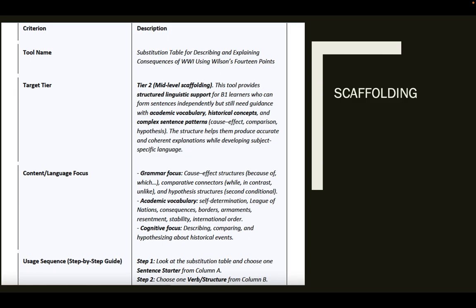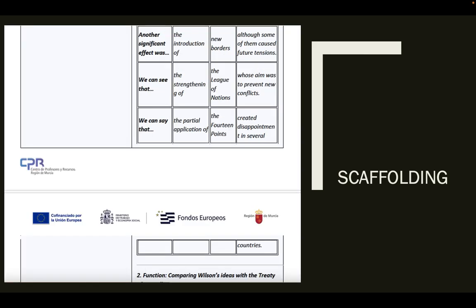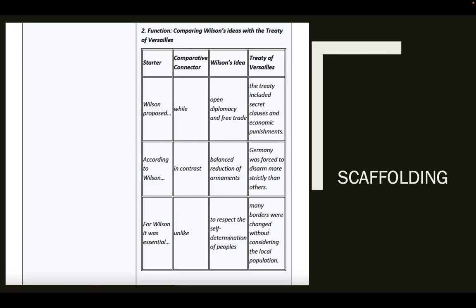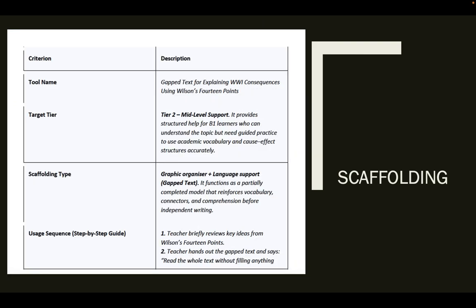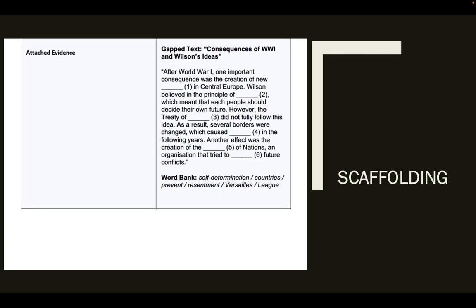Scaffolding: we have a substitution table for describing and explaining consequences of the First World War that you can also see in Google Drive, and a gap test for explaining the consequences of the First World War using Wilson's 14 points. The gap test can be attached evidence with a word bank.